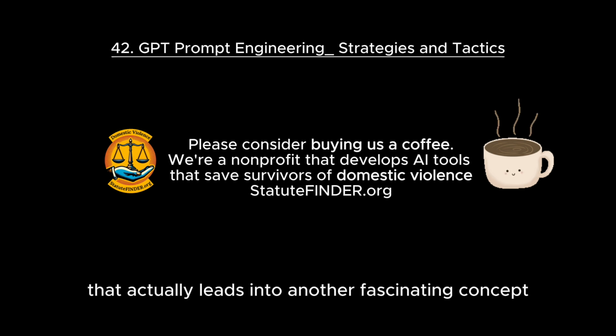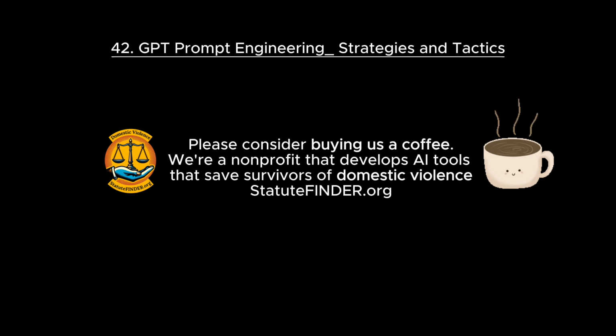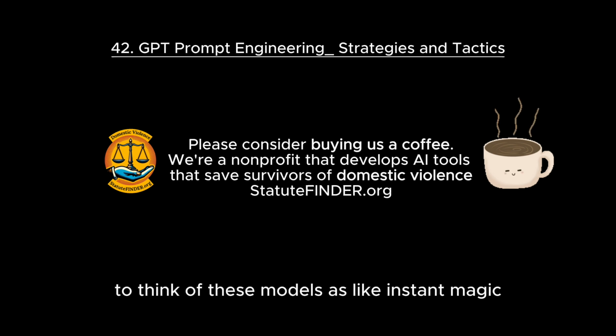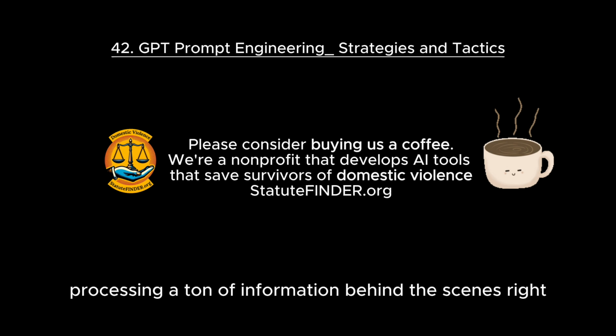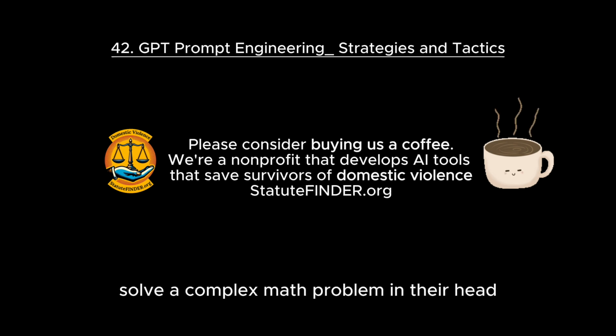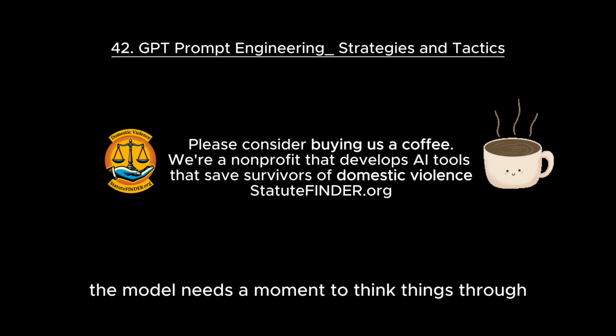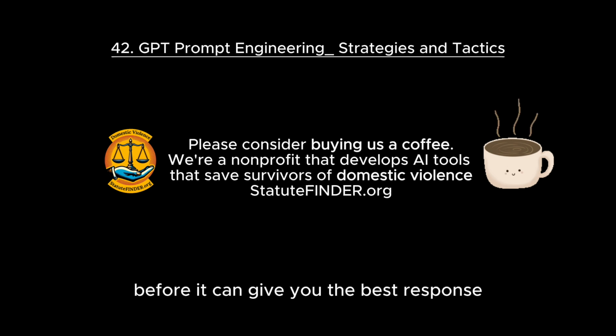Right, and that leads into another fascinating concept, which is the idea that the model needs thinking time. Okay, tell me more about that. Yeah, so it's easy to think of these models as instant magic, but they're actually processing a ton of information behind the scenes. It's kind of like if you were asking someone to solve a complex math problem in their head, you wouldn't expect an immediate answer, right? Yeah, definitely not. So sometimes the model needs a moment to think things through before it can give you the best response. So it's not just about feeding it information, it's about giving it time to process.